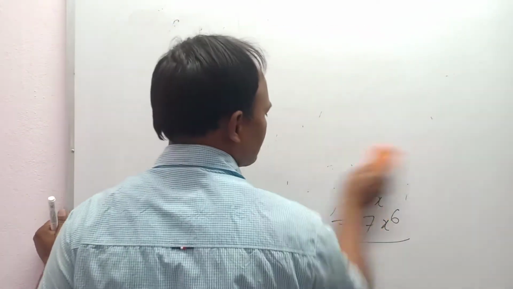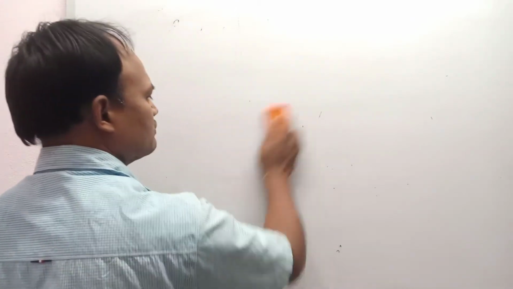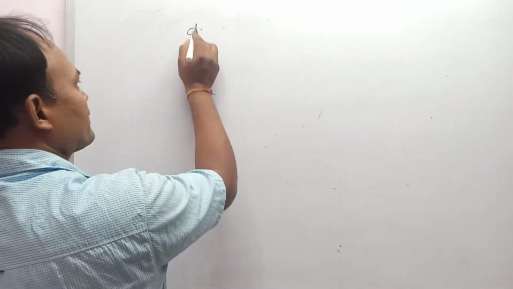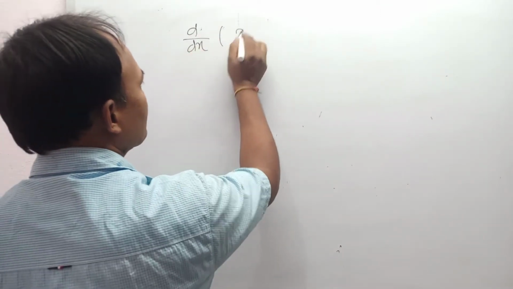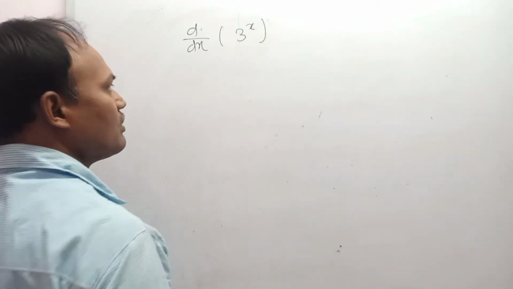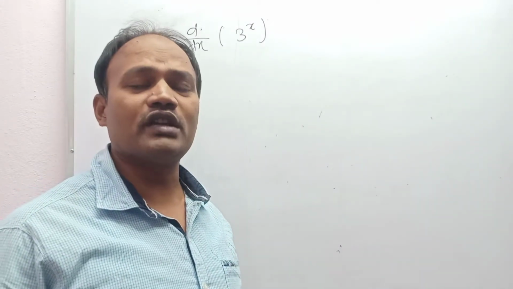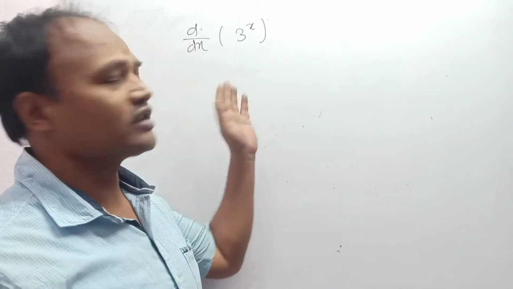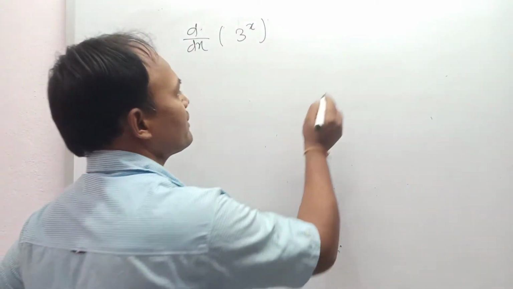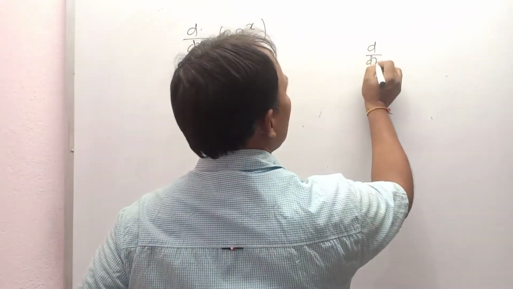Okay, now what is the next example? Next example is d by dx, suppose it is 3 to the power x. What is the answer of this? When we differentiate 3 to the power x, we can say that it looks like d by dx of a to the power x.